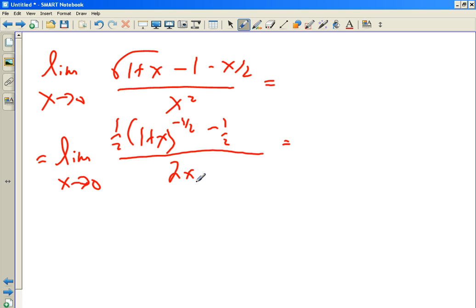It's over 0, right? So if it's not 0 over 0, it's undefined. If it is 0 over 0, we're going to differentiate again, right? Or plug in 0. Let's see. 1 plus 0 is 1 to the negative 1/2 is 1 times 1/2 is 1/2 minus 1/2 is 0 over 0. Do it again. All right, so do the derivative of the top, separate from the bottom again. So what do you get when you differentiate this?